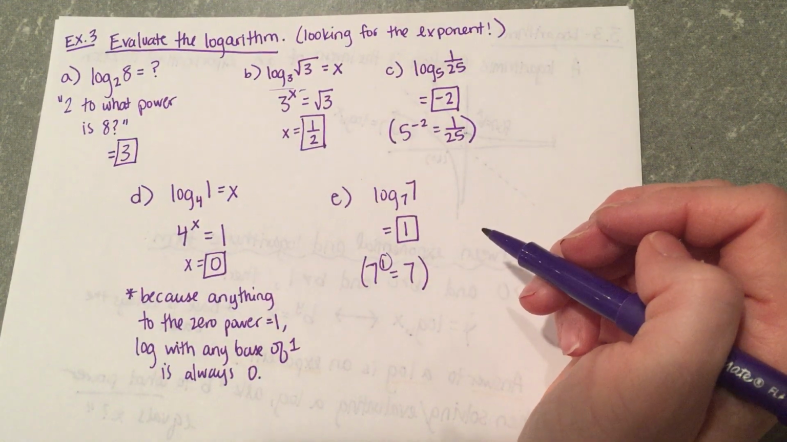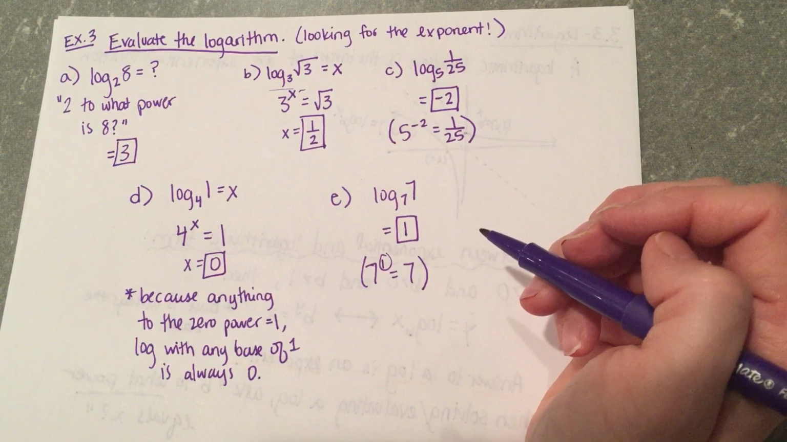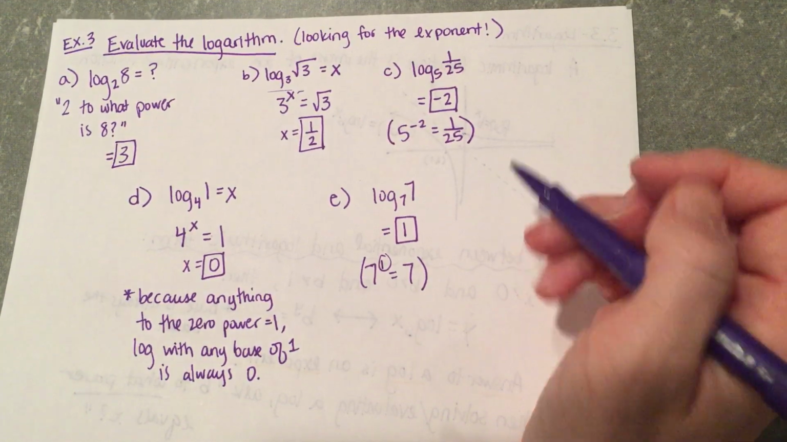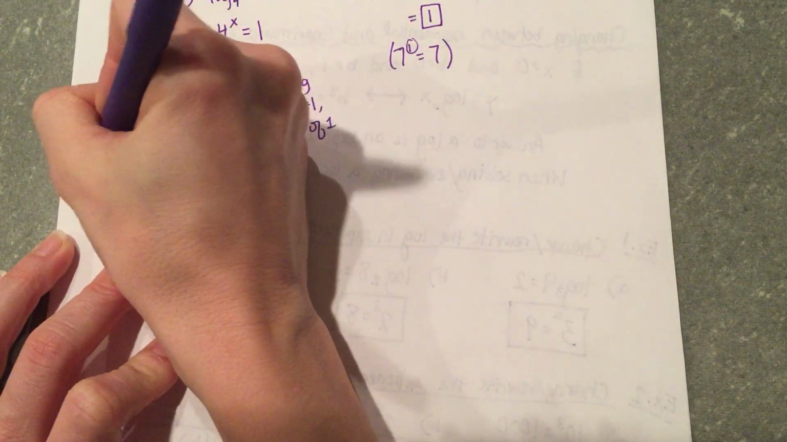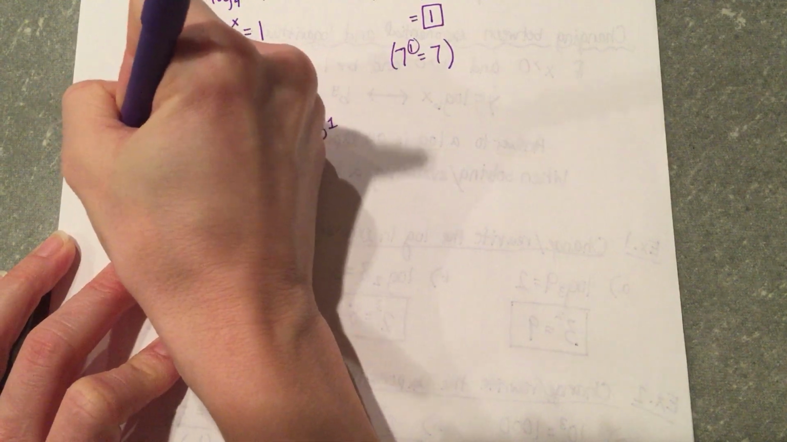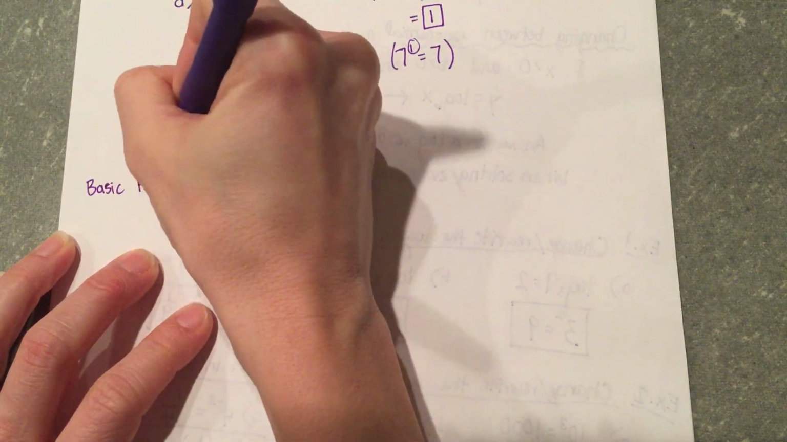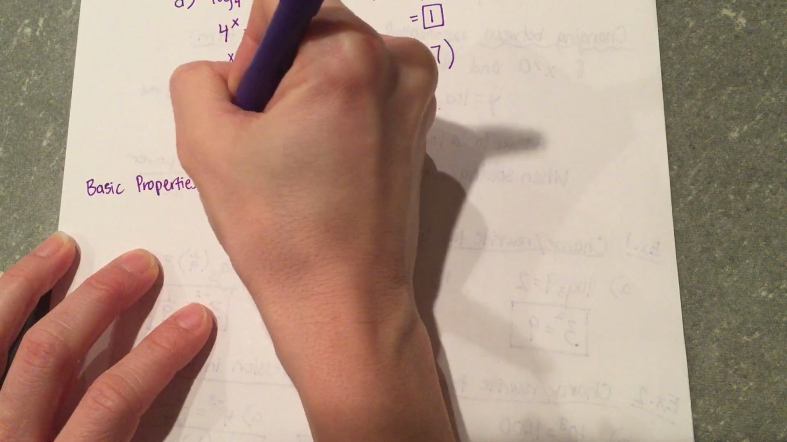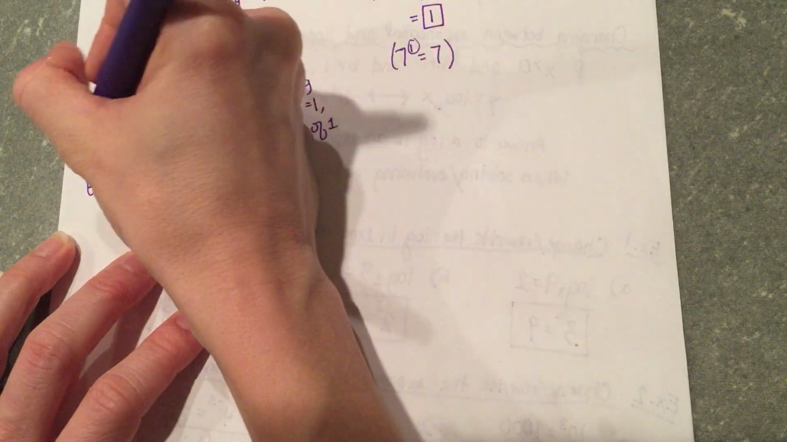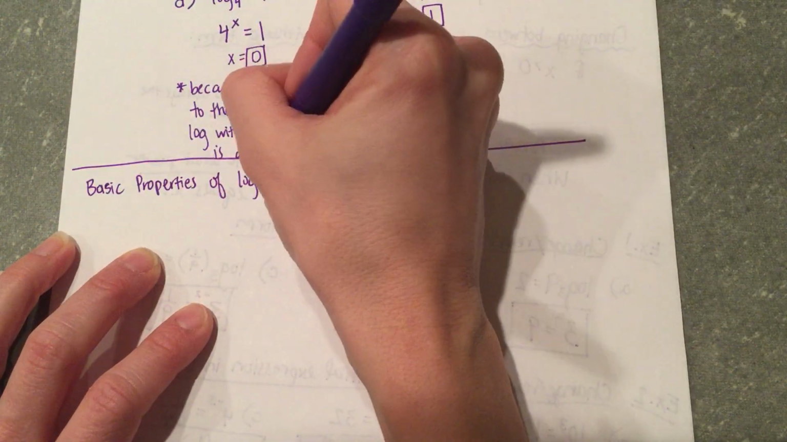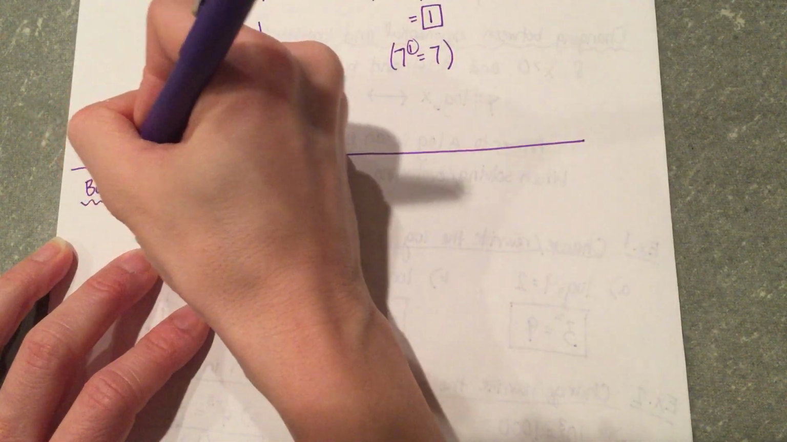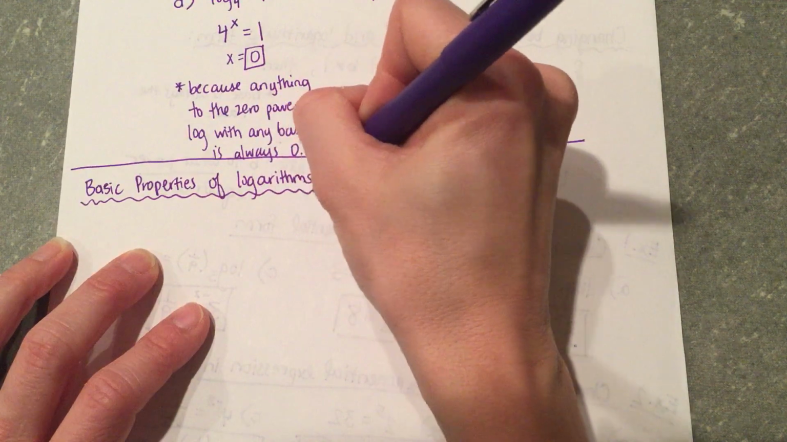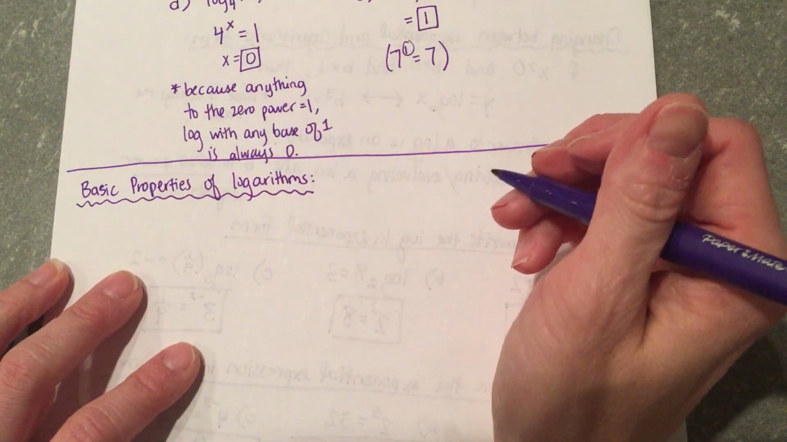Okay, so at this point, I want to go ahead and write down some of these basic properties of logarithms. There are just 4 that we're going to write down for now, and then we'll do a few more notes and a few more examples.